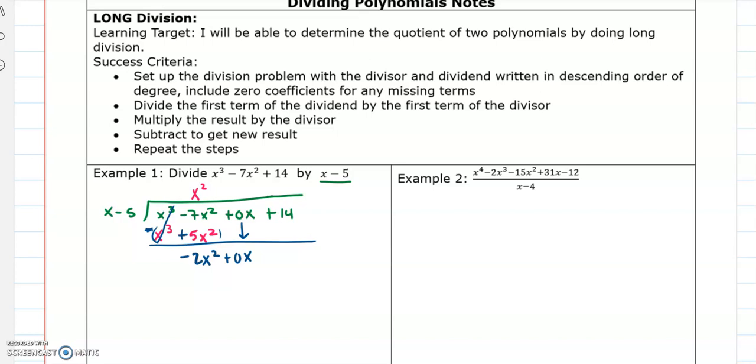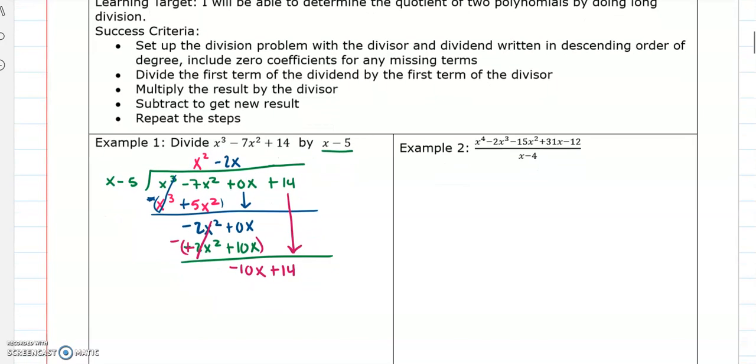So now what do I multiply x by to get negative 2x squared? We're going to multiply by negative 2x. So negative 2x times x gives us negative 2x squared. Negative 2x times negative 5 is going to give us a positive 10x. And then again, we are subtracting. So negative 2x squared minus negative 2x squared, that's going to be a plus, so those cancel. And then I have 0x minus 10x, which is going to give us negative 10x. Then you drop your last term.